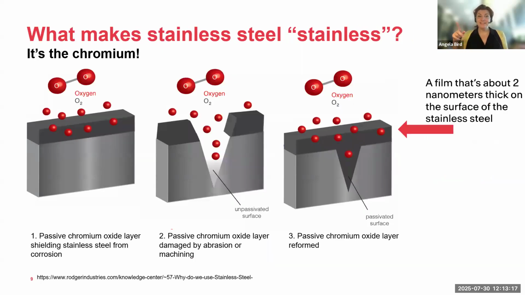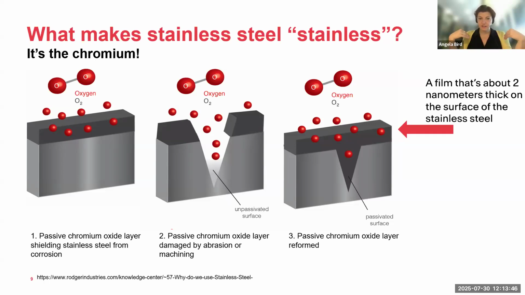So what makes stainless steel stainless? Here's your fun facts for the day. Stainless steel develops a film that's about 2 nanometers thick on the surface of the stainless. That's a tiny little thickness, a tiny little film, but it actually does a lot. It's formed due to a reaction between the chromium in the material and oxygen in the air or oxygen in the water. And that's a chemical reaction, that's chromium oxide.